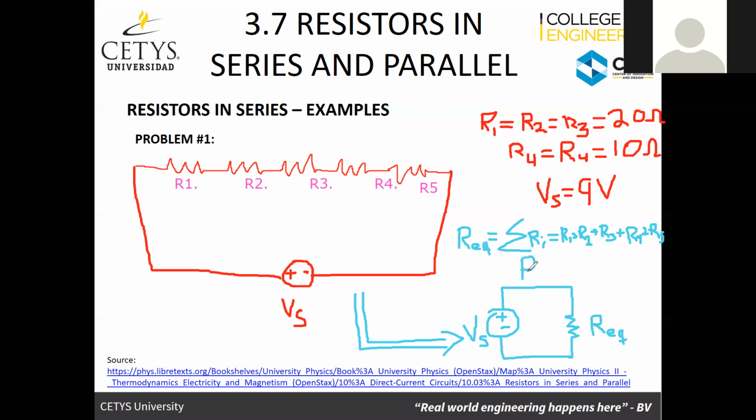90. 90, which would be, let's see, 20 plus 20 is 40, plus 20 is 60, plus 10 is 70, plus 10 is 80. Professor, the first 4 are 20, and just the last one is 10.